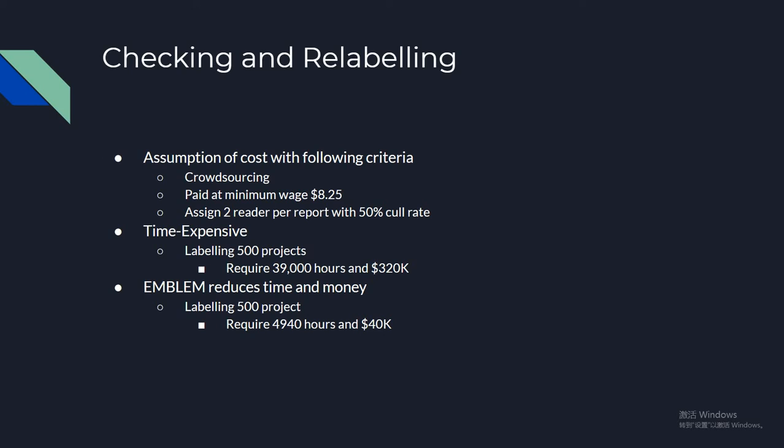However, using the proposed method of Emblem, the data analysts will only have to read 22% of the commits to find 95% of the bug fixing commits. Which means that with the same task, it will only consume 4,940 hours and around $40,000. For justification of this calculation, we will discuss it later in the slides.